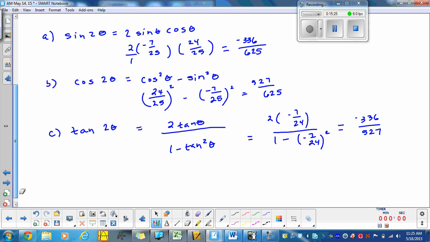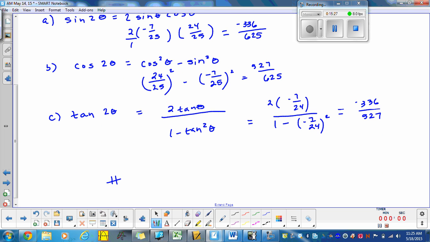Okay, so you need to complete numbers 7 through 14. And there are a couple of cotangent problems on there. For those problems, you would use the tangent of 2 theta and use the reciprocal, because cotangent is the reciprocal of tangent.